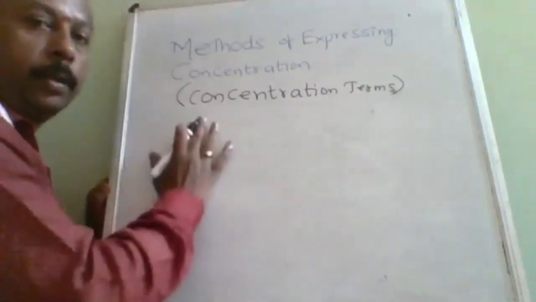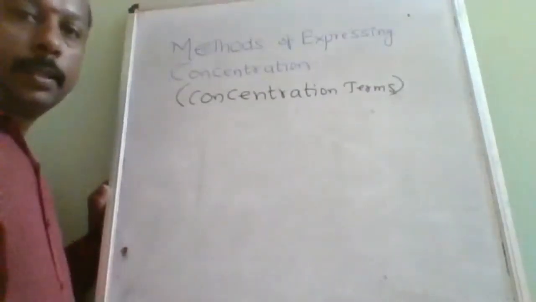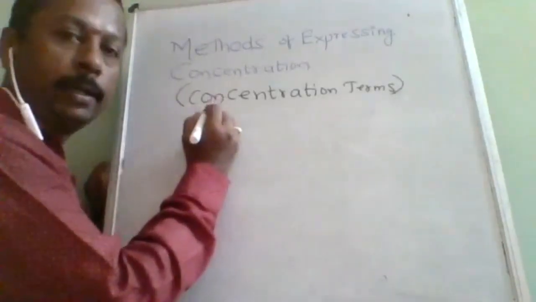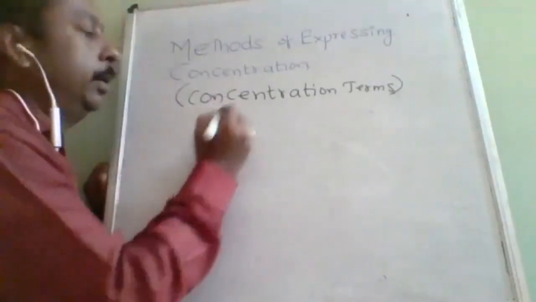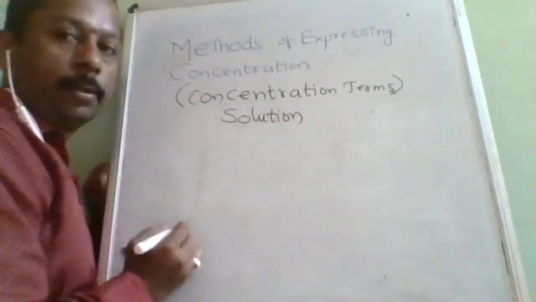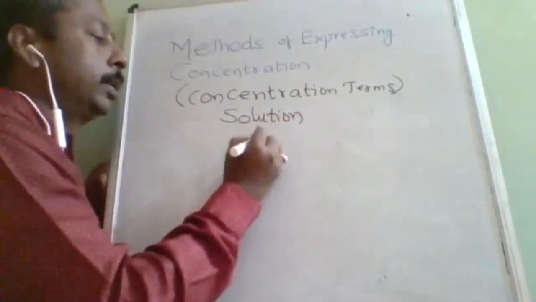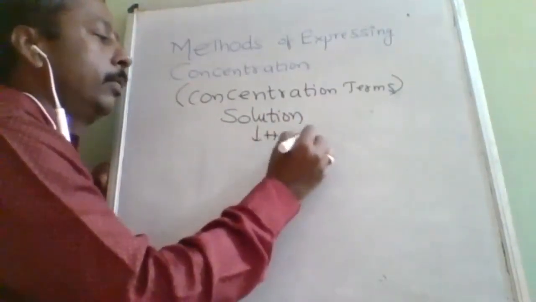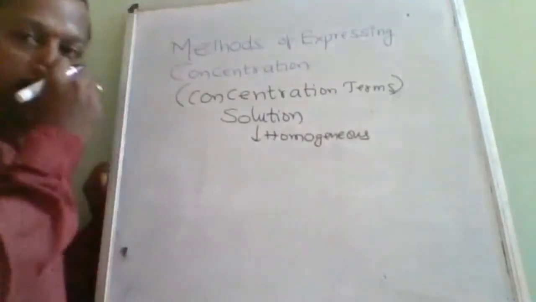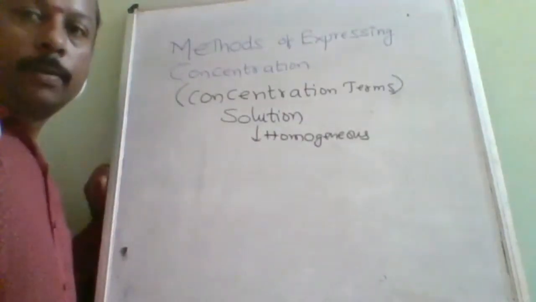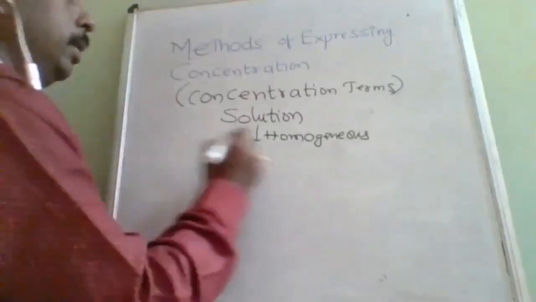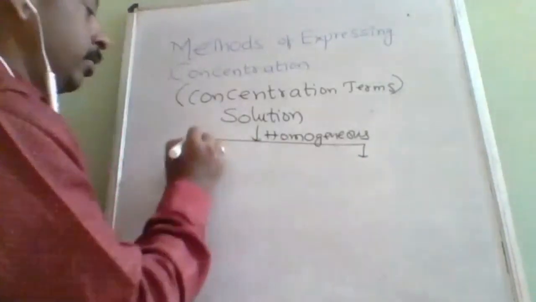Now coming to the concentration term. Before understanding concentration terms, we should know the internal meaning of concentration. The concentration term is used for a solution. And what is a solution? A solution is a homogeneous mixture. It is just a mixture, but the additional condition is that it should be a homogeneous mixture. Then in a homogeneous mixture, there will be at least two parts.